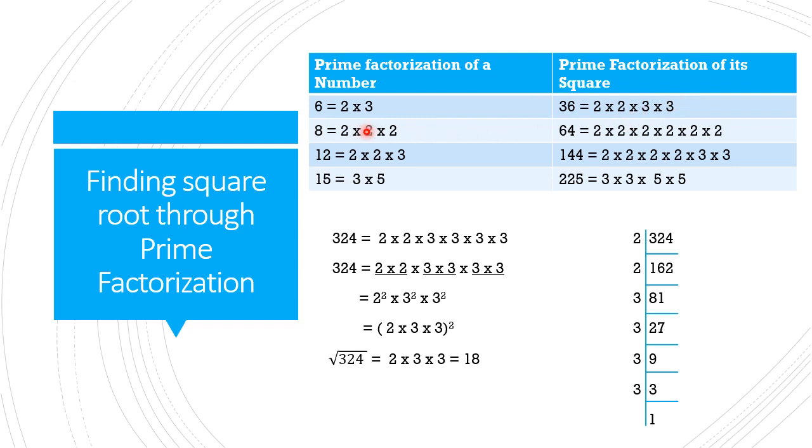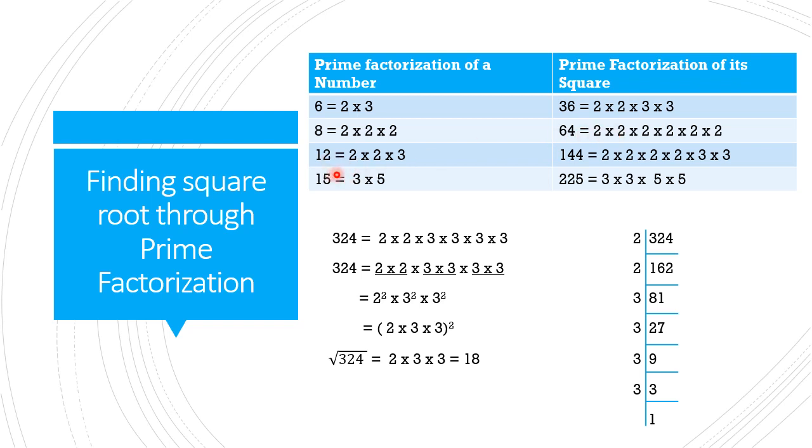Okay children. See another number 8. 2 into 2 into 2. Here we have the factor 2 three times. So 8 is the root. Its square is 64. In 64 how many times do we have 2? 1, 2, 3, 4, 5, 6. 6 times. So here 3 times, here 6 times. So 3 into 2 we get 6. Double times we have, okay, each factor.